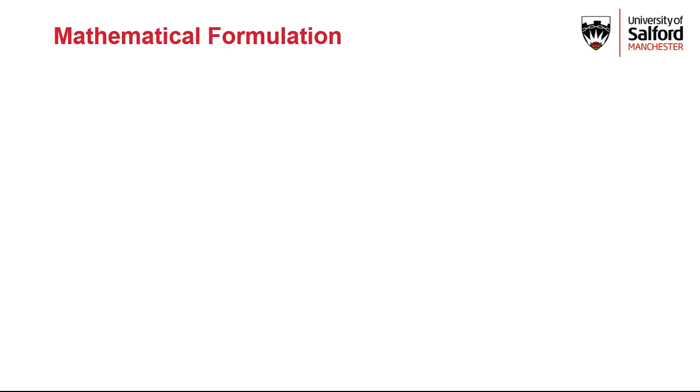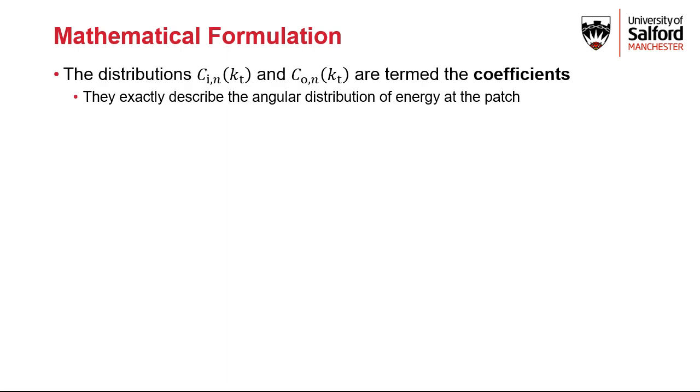And there's a bit more detail in the paper, as you might expect, but essentially the main thing I want to point out here is these distributions. I've used C because I'm terming them the coefficients, which is some lingo borrowed from Galerkin boundary element method, and they are essentially the answer. They are the exact angular distribution of energy at the patch. That is what's actually there.